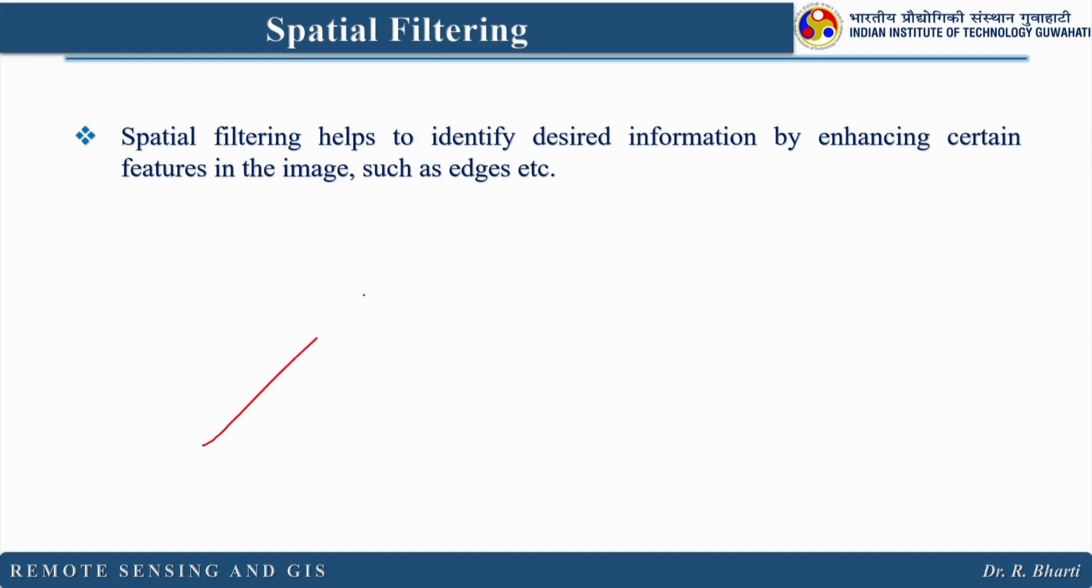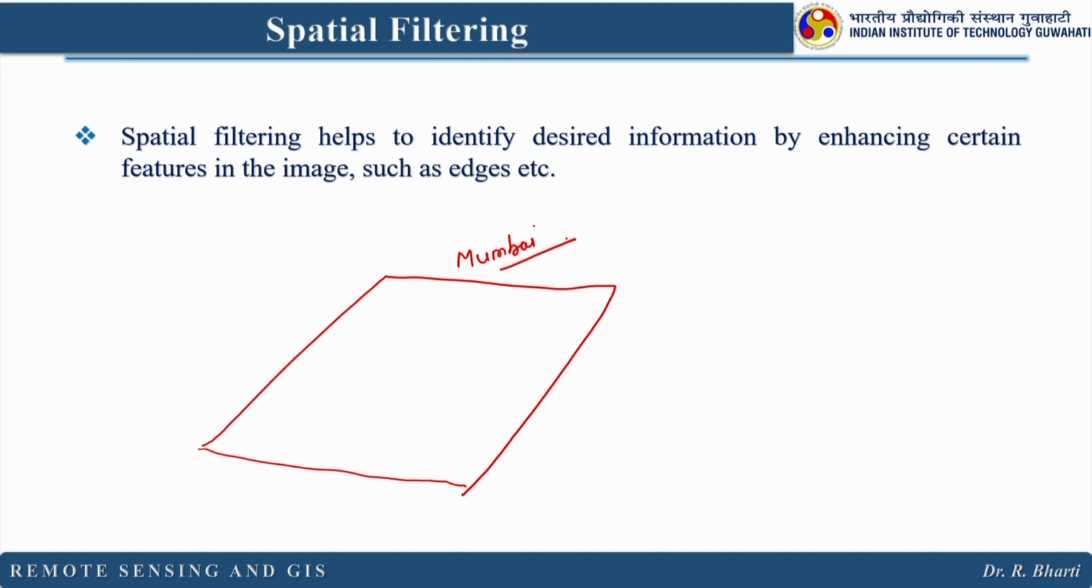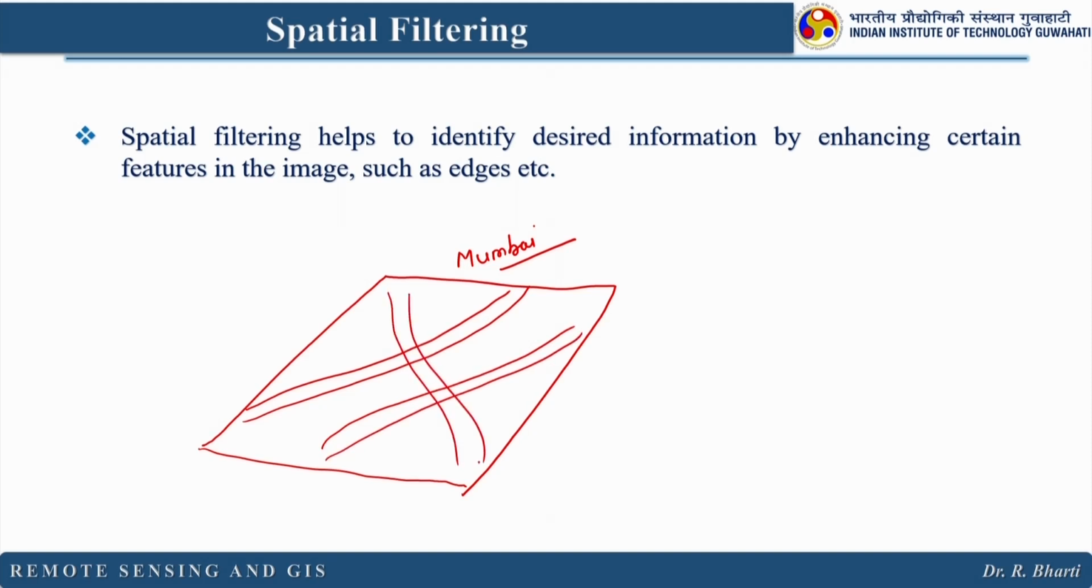So, let us take one example. This is Mumbai, the whole of Mumbai, and here you want to highlight or map all the major roads. Roads will be running parallel to each other or sometimes crossing each other. There will be some NH, some state highways, and some kacha roads. All these things you want to map. So, how will you do that?